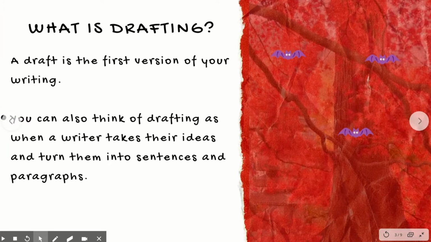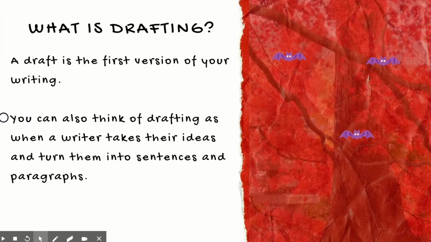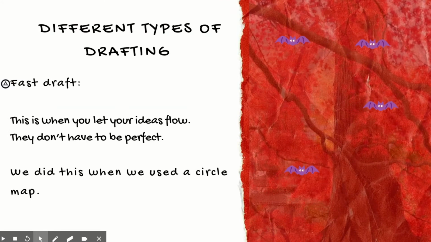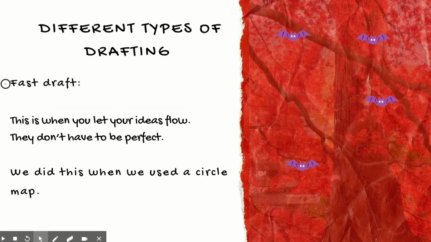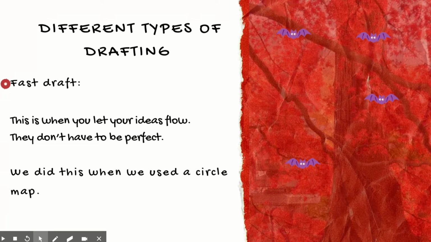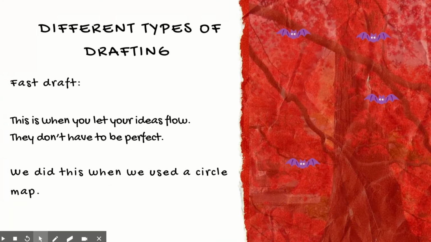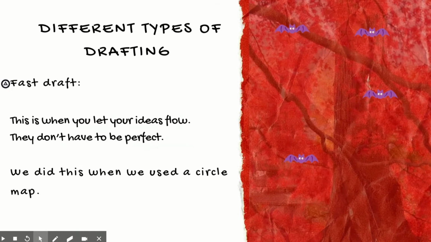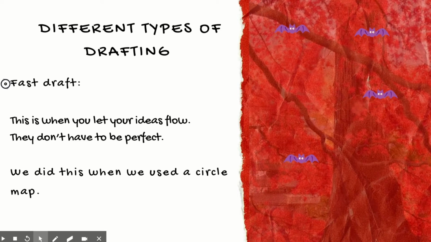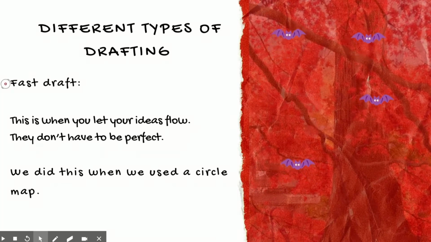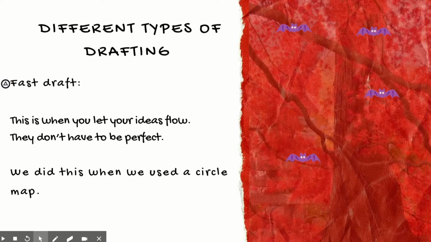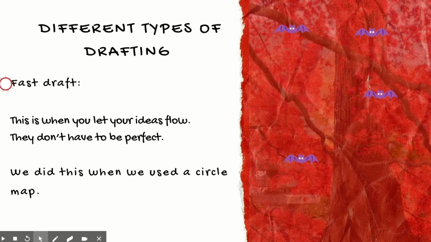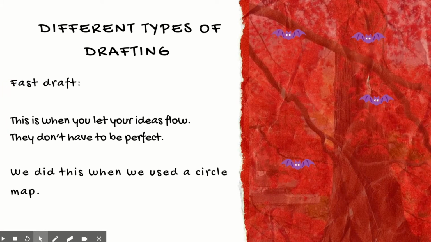Did you know that there are different types of drafting? So let's review them. One of the different types of drafting is a fast draft. A fast draft is when you let your ideas flow. They don't have to be perfect. This is my favorite type of drafting. We did this when we were using a circle map. This is when you just get everything out you know about your topic. In this step, you don't need to worry about sentence structure or spelling or any of those things. You're just thinking about ideas involving your topic.